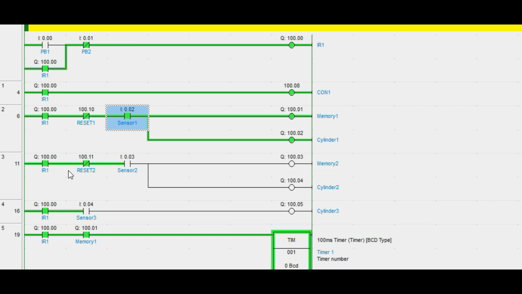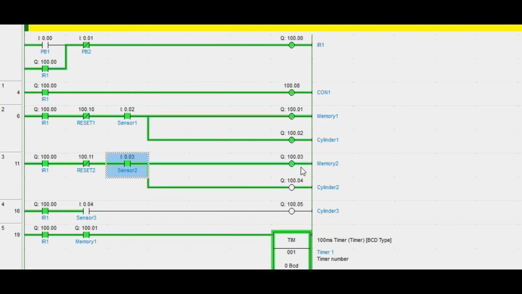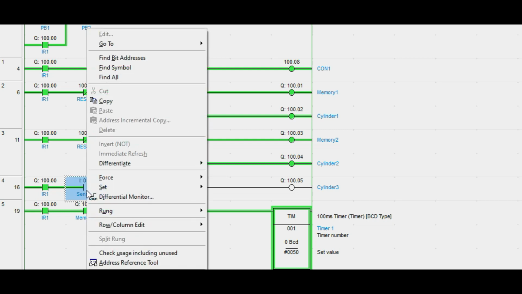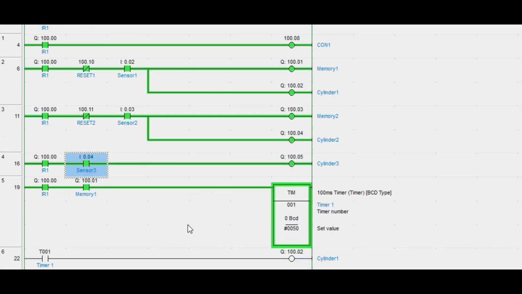Same goes if a wood item is identified. Sensor 2 will activate. Memory 2 will record all the data and cylinder 2 will expand and push the item to another conveyor. If a plastic item is recognized, sensor 3 will activate, and the conveyor will go forward.